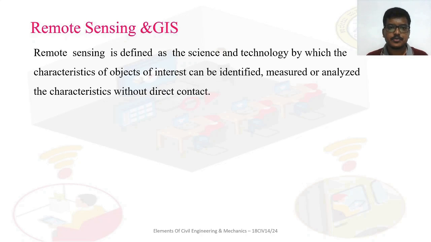Remote sensing is defined as the science and technology by which the characteristics of an object of interest can be identified, measured, and also analyzed without direct contact. So we need not be there physically, but we can identify, measure, or analyze any object which we need to investigate.